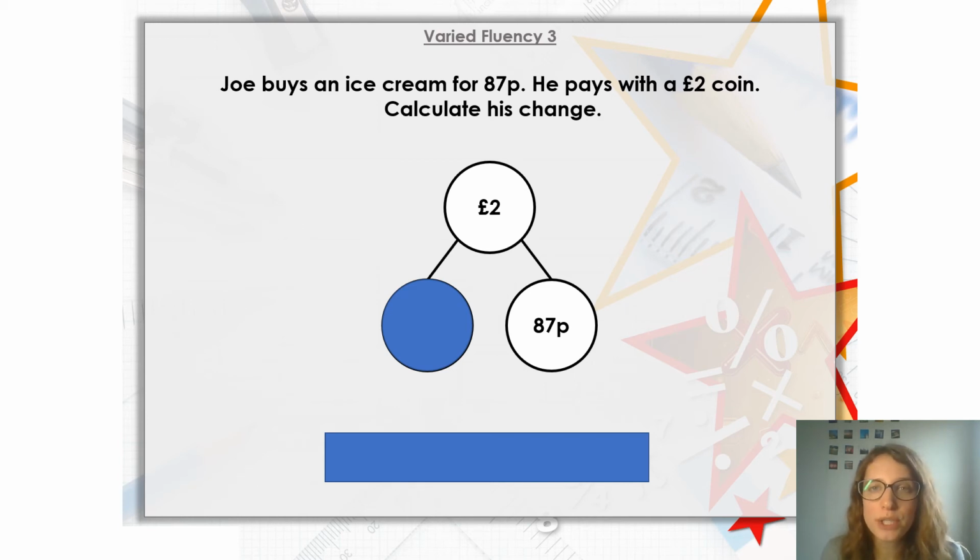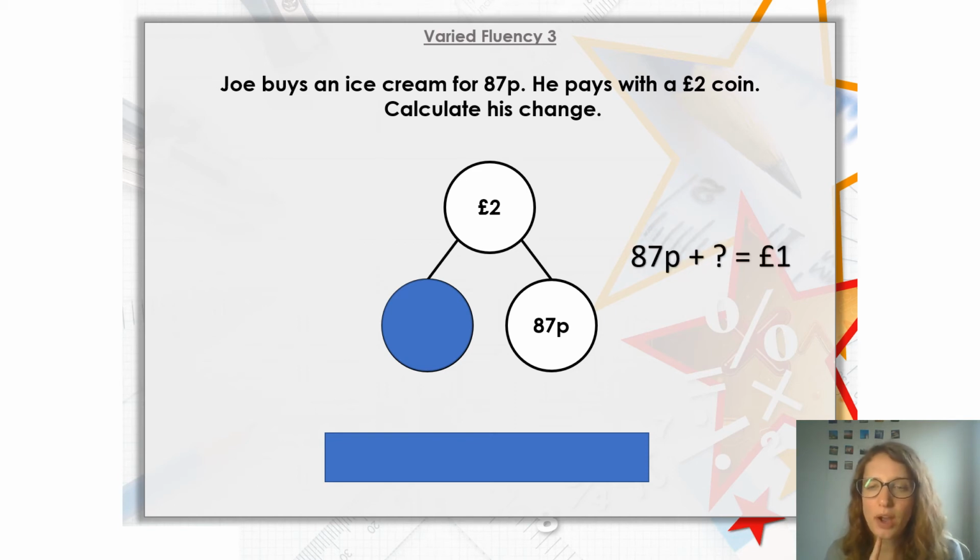Okay, so I want you to have a go and work out the change. Are you going to start with £2 and go backwards doing subtraction, or are you going to start at 87 pence and go onwards using addition? Okay, either should get you to the same answer. Right? So have a think, come back and press play when you're ready.